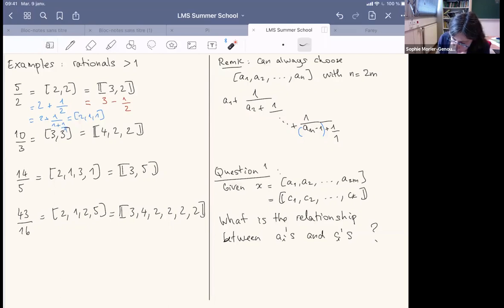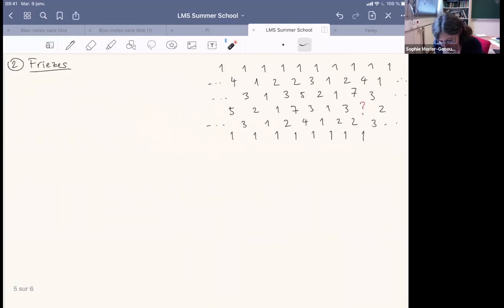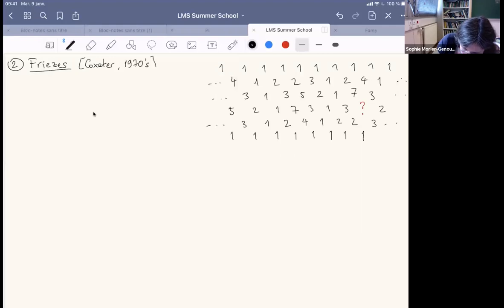And now I want to talk about frieze. Are there any questions in the chat? Okay. So here, I already prepared an example, but now we need the definition. First of all, let me tell you that this is due to a mathematician, Coxeter, in a work in the 70s.